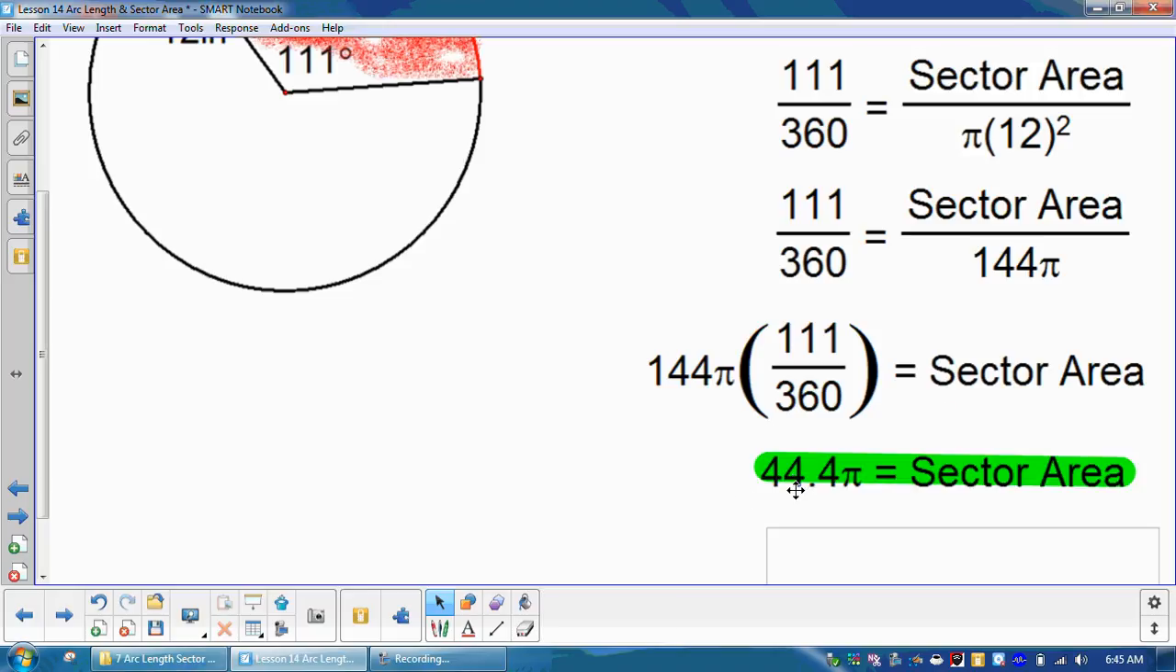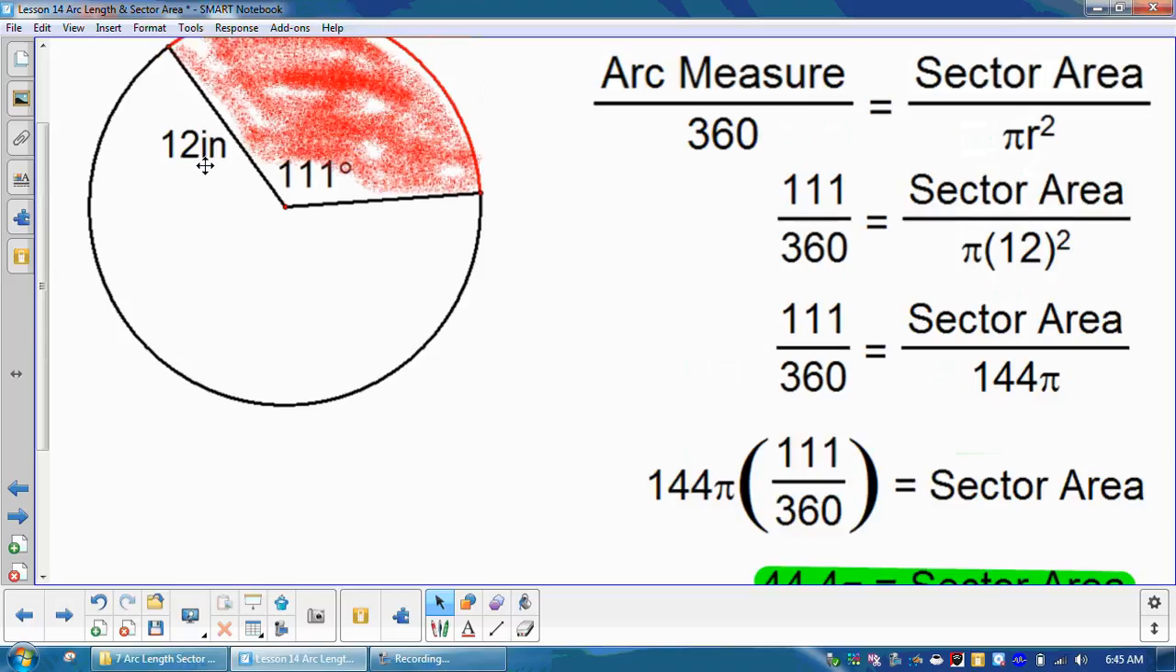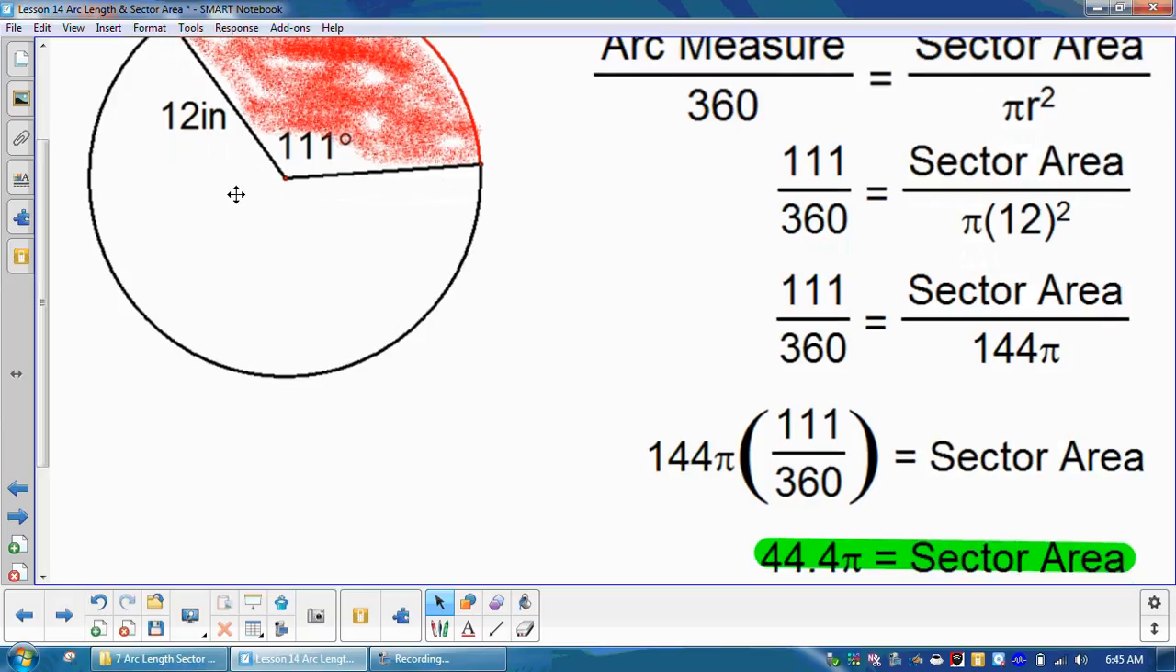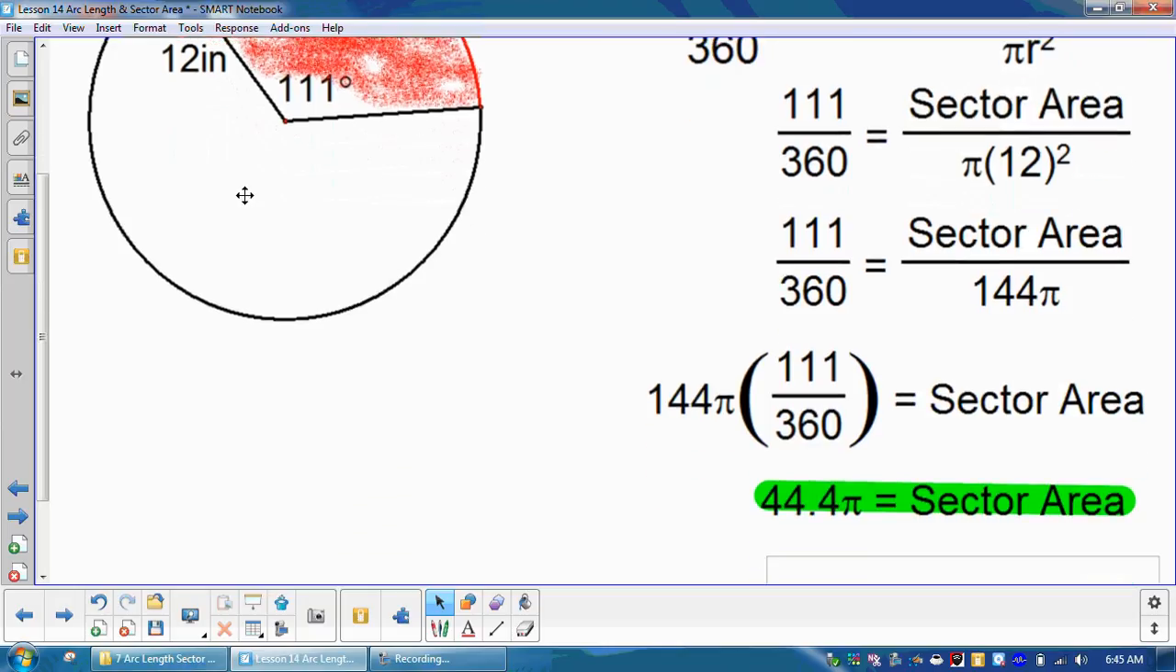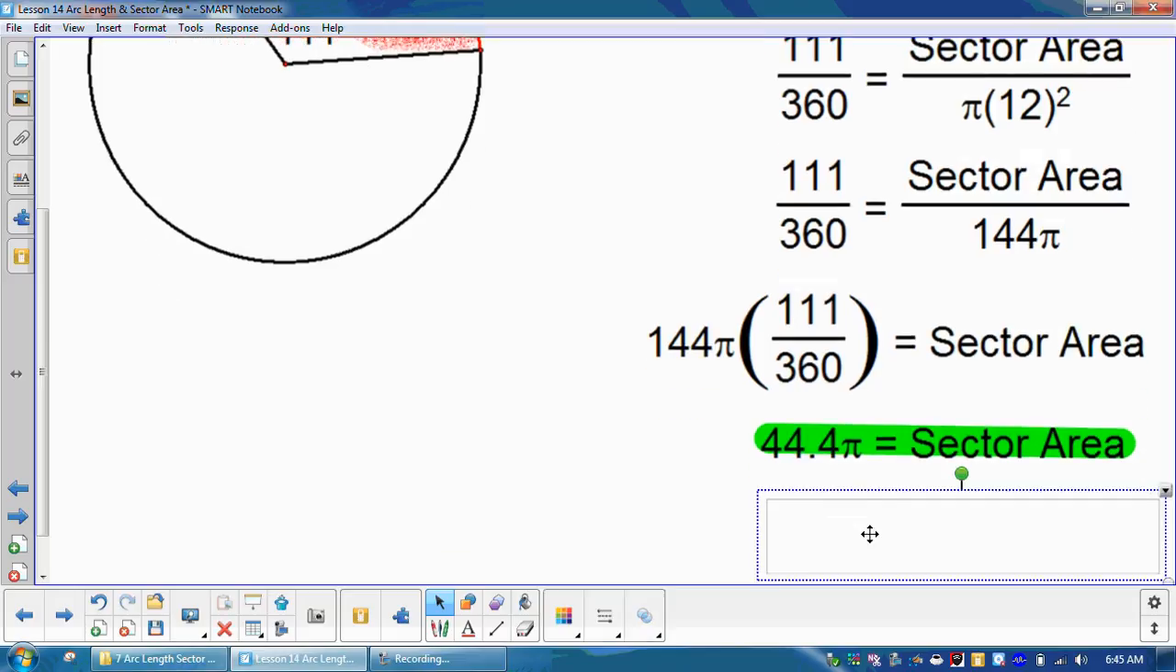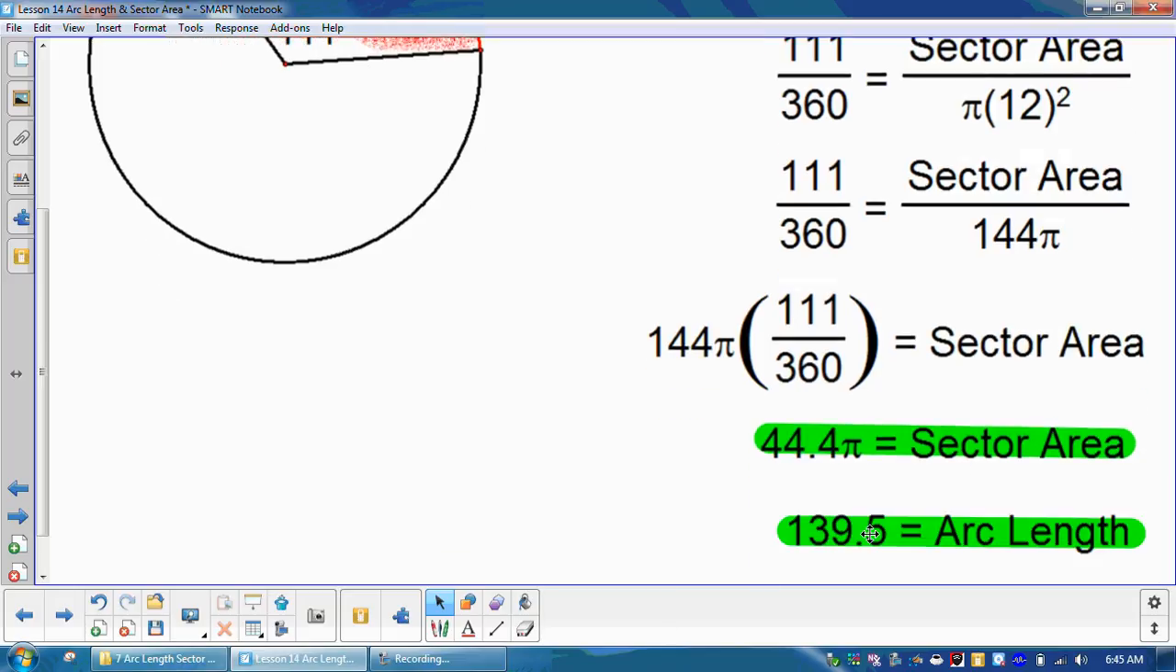That gives us 44.4. In terms of pi, that's 44.4 pi inches squared. Again, I made the mistake of leaving off the labels here. I apologize for that. But this should be inches squared. And then if we want to multiply through by pi, it's 139.5 inches squared.